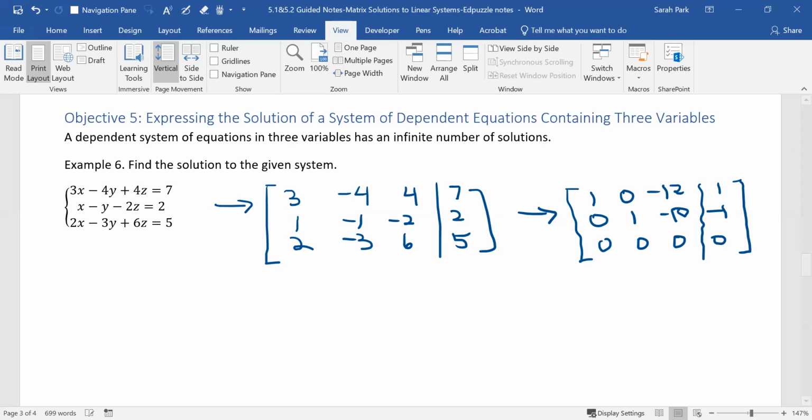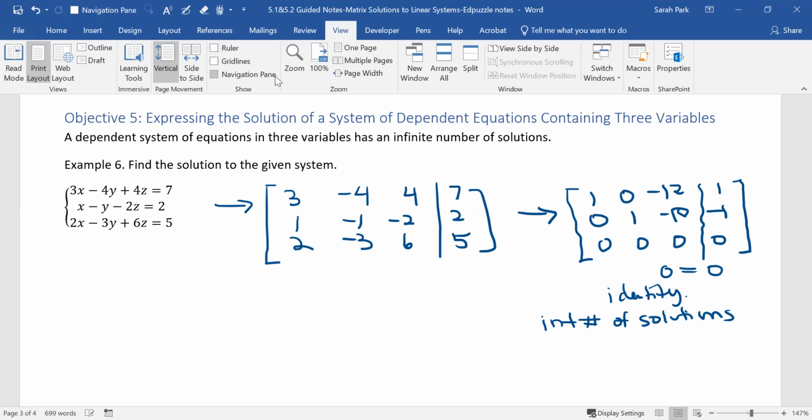Okay, this one looks different too. If you look at the very bottom row, you get all zeros. So what we can conclude from this bottom row is that 0 equals 0. What does that mean? It means that we have an identity, which means the solution has an infinite number of solutions. And so we need to find what that infinite number of solutions means.